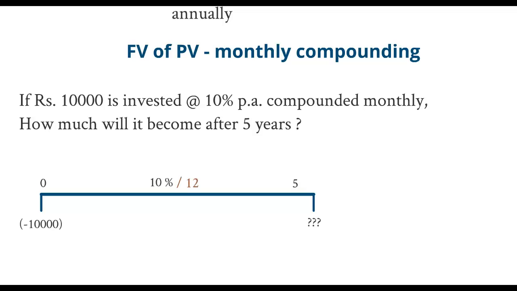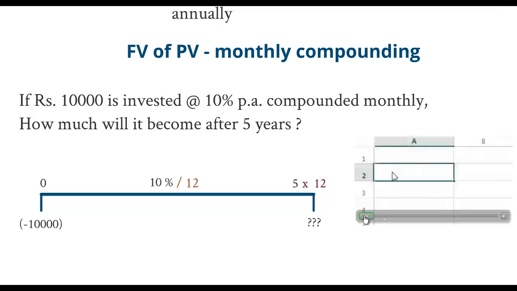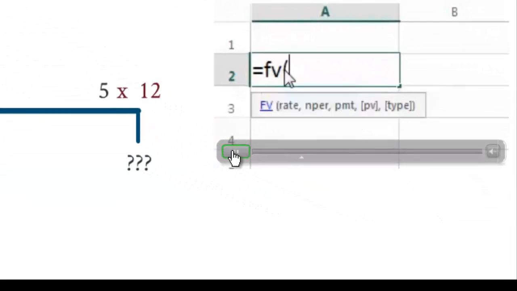So we say that our monthly rate is going to be 10% divided by 12. Please note that the annual rate could actually be higher than 10% because of the compounding effect. And the NPER would be 5 into 12. Actually solving this, what function are we going to use? We are going to use the FV function. FV, open the bracket and key in the data: rate 10%, comma, divided by 12, NPER would be 5 into 12, or you could put straight away 60, whichever way you prefer. There is no PMT still.